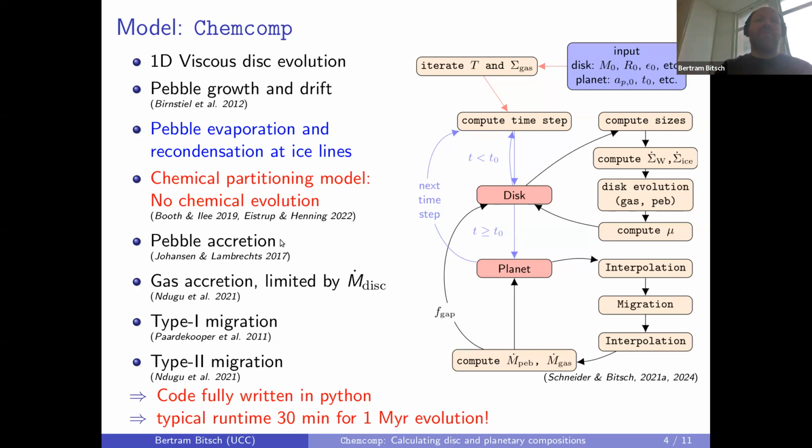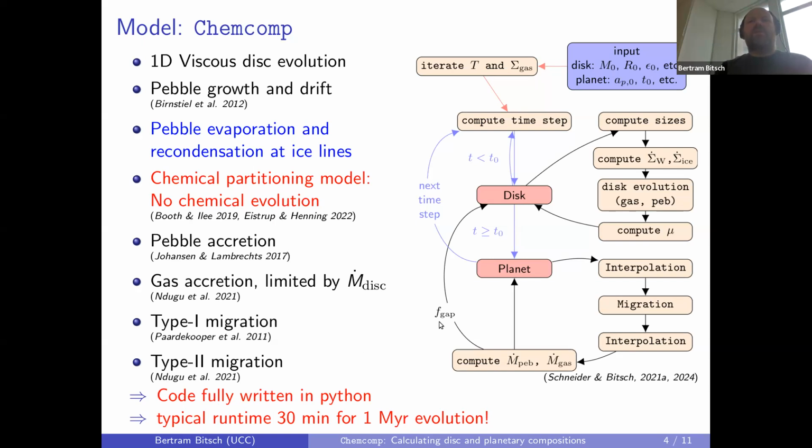Additionally, from a planetary side, our planets can grow by the accretion of pebbles. We can accrete gas, where we are limited by what the gas disk can provide. And the planets migrate through the disk in type 1 or type 2 migration, depending on their mass. The code in itself is fully written in Python. So if you're a Python lover, you will have it easy to understand the code. The code is relatively fast because it's a 1D evolution model. We have a typical runtime of around 30 minutes for 1 megayear of evolution on a single CPU.